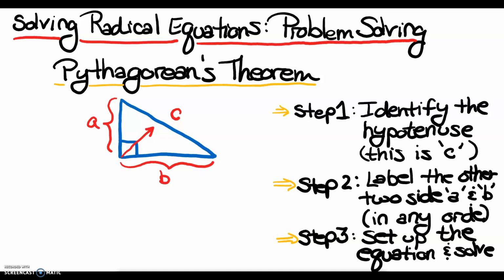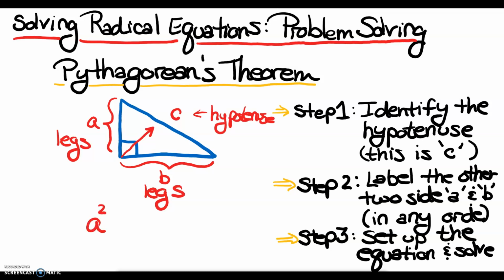So what did Pythagoras discover many centuries ago? He discovered that if you take the legs, these are called legs and legs, and this guy right here is called the hypotenuse. Hypotenuse, I always misspell that. If you take the legs of a right triangle and square them and then add them, that equals the hypotenuse squared. So when we work these problems, we're going to follow 3 steps.